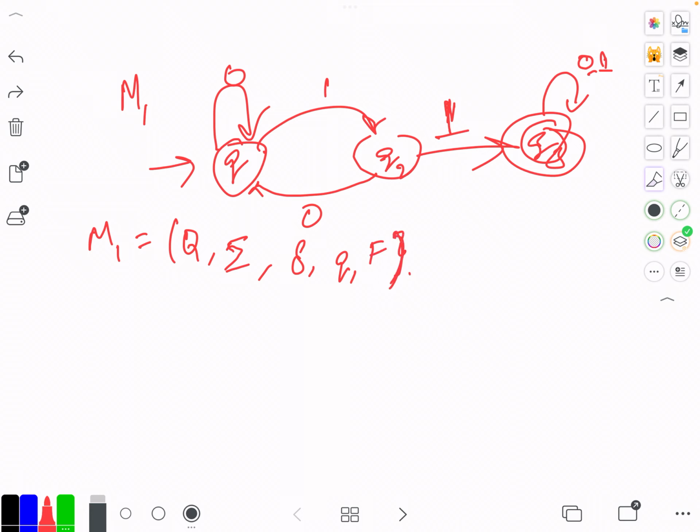So over here, if you see, M1 would become Q, sigma, delta, Q1 and F. And Q, which is the finite set of states, that are Q1, Q2, and Q3. You should know how many numbers. This is a finite set of states.